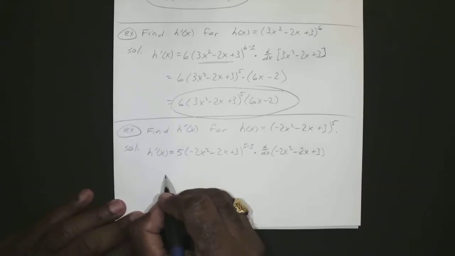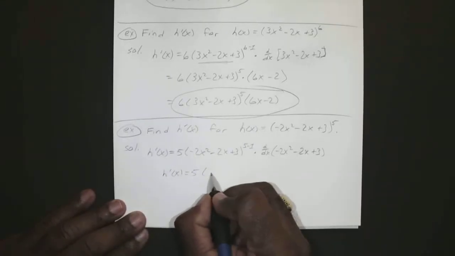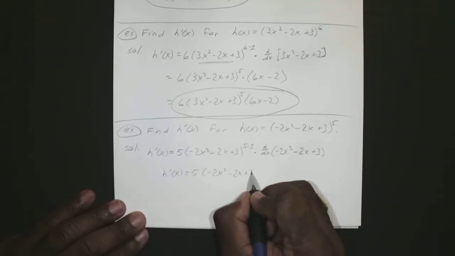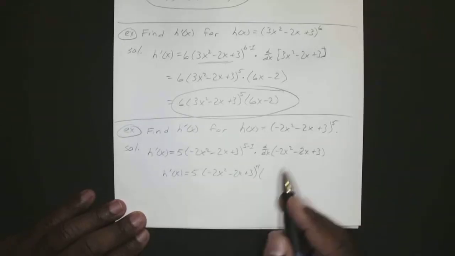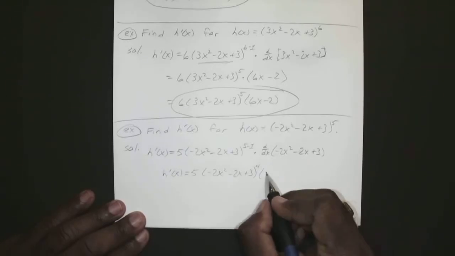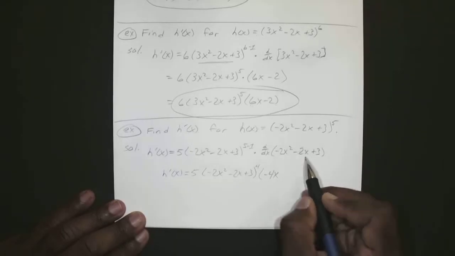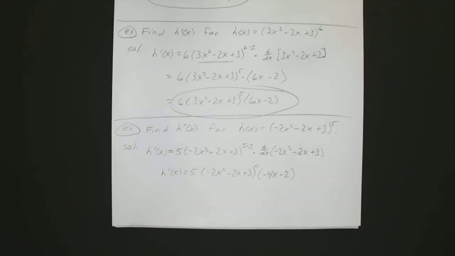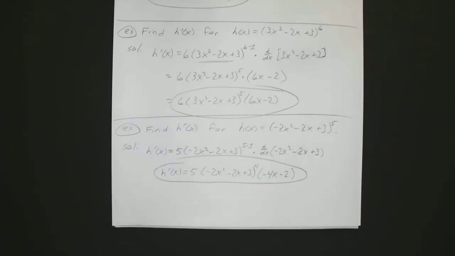Okay, so that's just going to equal 5 times negative 2x squared minus 2x plus 3 to the 4th power times derivative of negative 2x squared. We bring down our 2. You have negative 4x. Derivative of negative 2x is just minus 2. Which is your final answer.